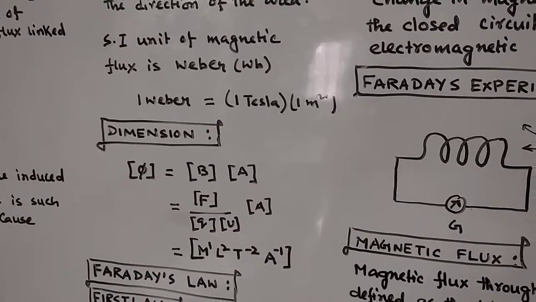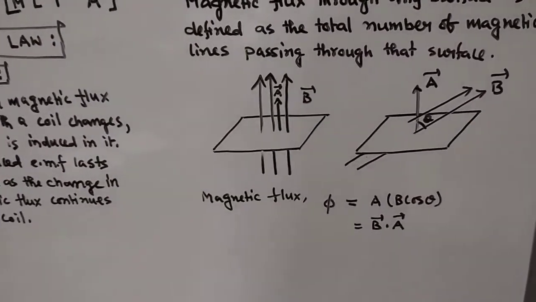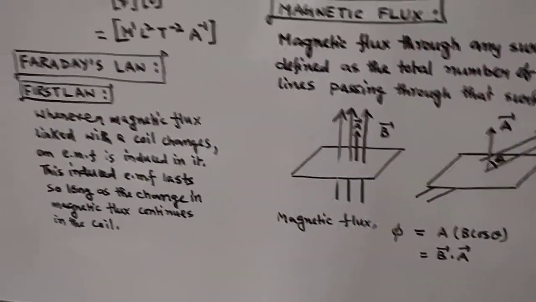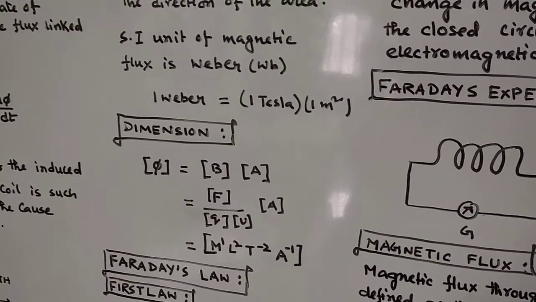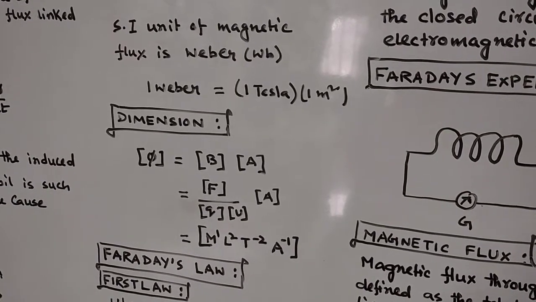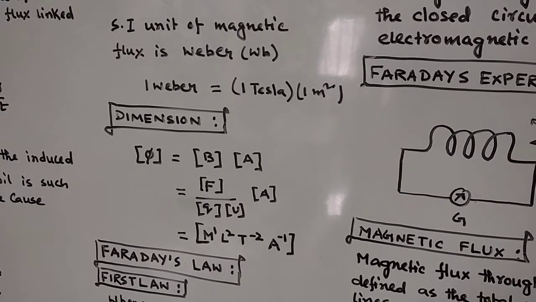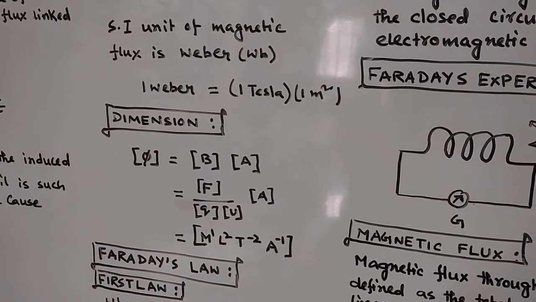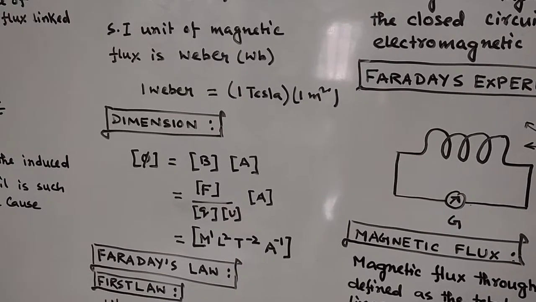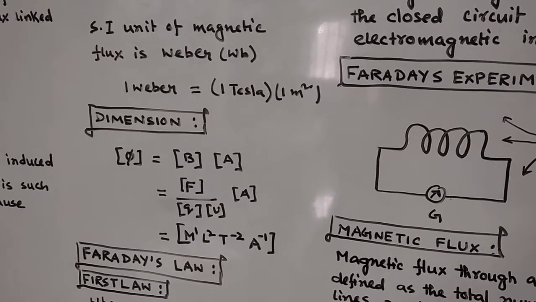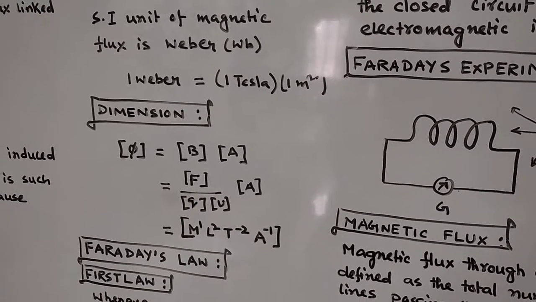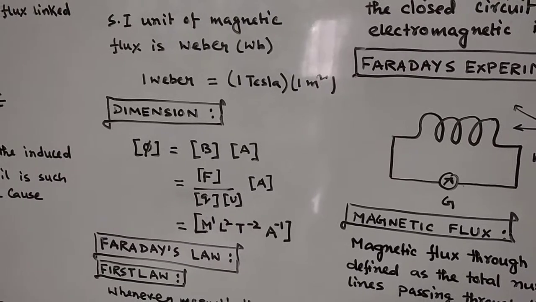Regarding dimension, again we are going to use this expression, considering theta equal to 0 degree as per the first figure. So it is BA. Phi equal to BA, so we need the B dimension and A dimension. The B dimension you will get from the expression F equal to QVB, so B equal to F by QV. If you substitute the dimensions of F, Q, and V, where V is velocity and A is area, then finally you will get this expression M1 L2 T minus 2 A minus 1. This part you can check by yourself.